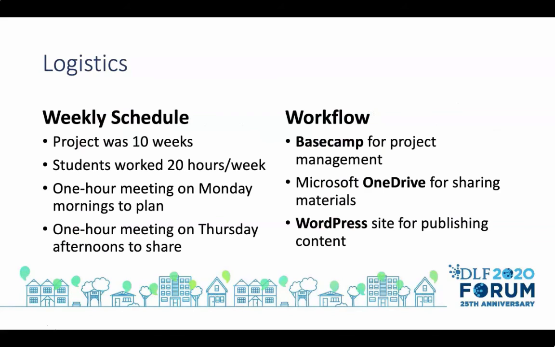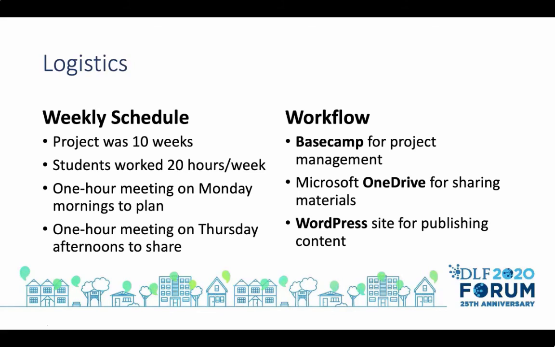We had 10 weeks for the project, and students worked 20 hours a week during that time. Their wages were paid using funds from a Mellon Foundation grant Gettysburg College received in 2017. Each week, we had two 60-minute check-in meetings as a group. We used Monday mornings to assign tasks for the week and talk about next steps, and we used Thursday afternoons to share our work, receive feedback, and discuss any readings we'd done.